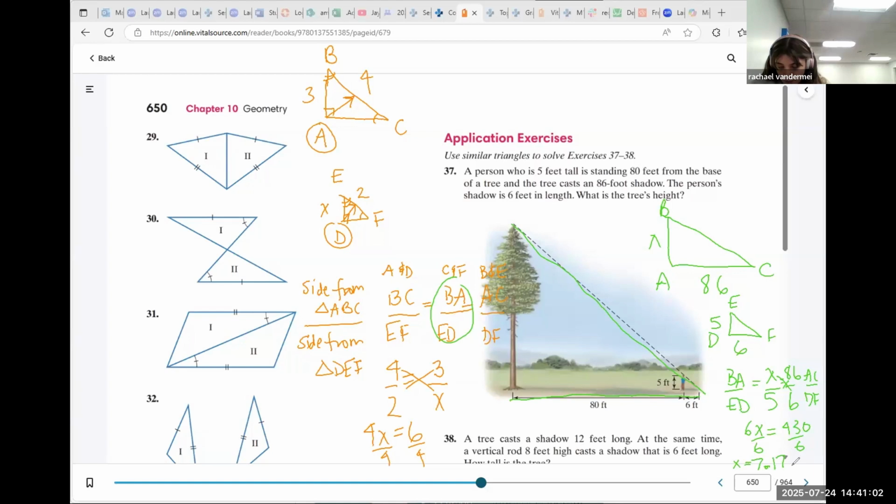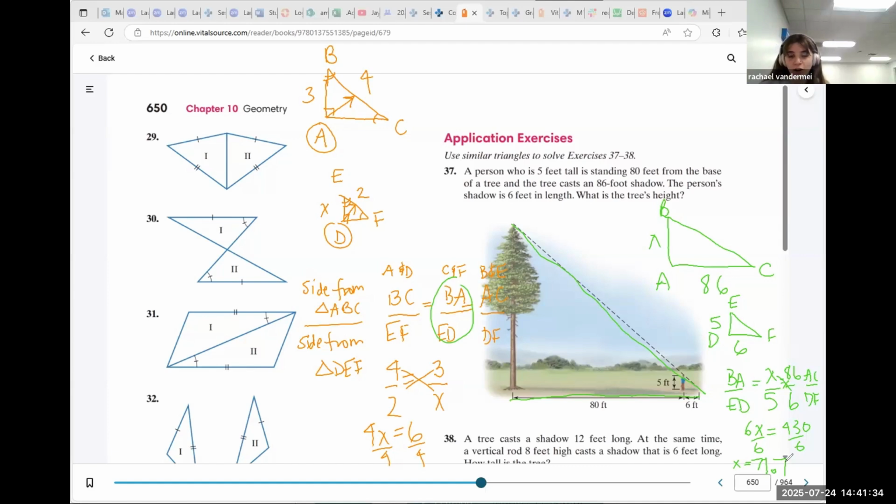No, that can't be right. Oh, it's 71.7. Yes, 71.7. How did I know that was wrong? I knew that was wrong because I looked at the picture. We just had our decimal point in the wrong place. Okay, that makes so much more sense.